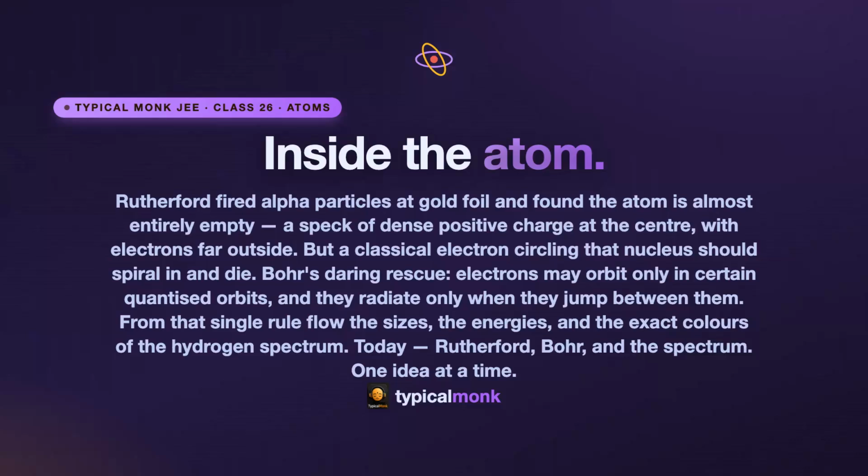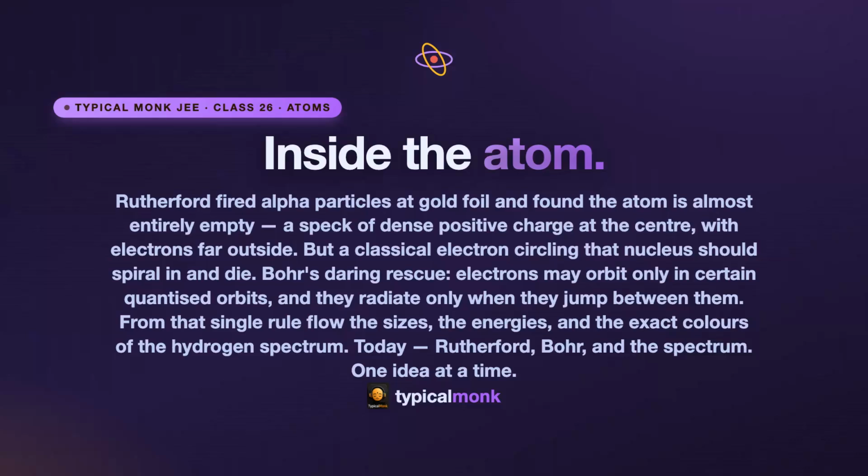Rutherford fired alpha particles at a gold foil and found the atom is almost entirely empty, a speck of dense positive charge at the center with the electrons far outside. But a classical electron circling the nucleus should spiral in and die.